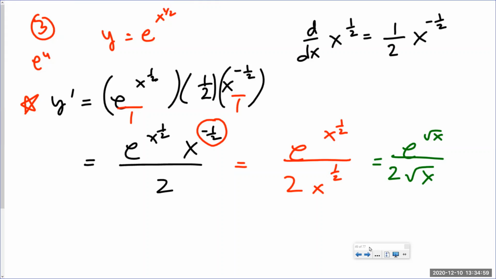Number 7. You guys will look at number 7 on the e to the u worksheet. Okay. This is y equals e to the x times sine x plus cosine x. All right.